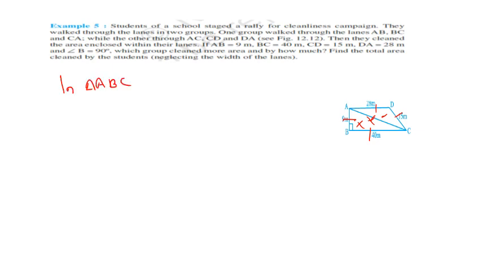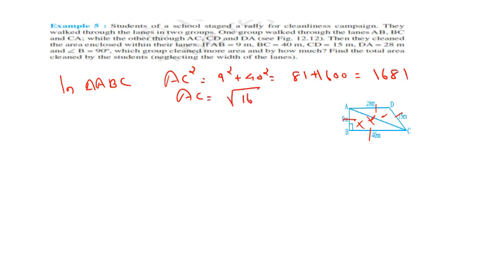In triangle ABC, you can apply Pythagoras theorem, and AC squared is equal to 9 squared plus 40 squared. So 81 plus 1600, so 1681. So what is AC? AC is root of 1681. The square root is 41. So this side is what? 41. Now you can find out the area of triangle ABC.